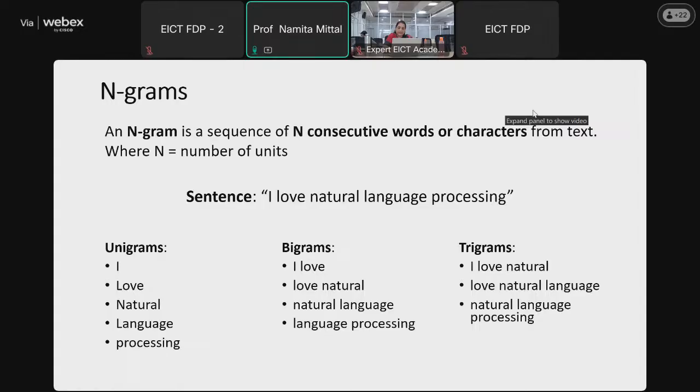So in case of bigram, it is I love, love natural, natural language, language processing. Why do we do it? I'll come to that. Trigrams will be I love natural, and then we start from the second one, love natural language. Then we start from the third one, natural language processing. And this is the end of the sentence, so we stop here. So this is the example of unigram, bigram, trigram. Similarly, we can go for 4-grams, 5-grams, and so on.